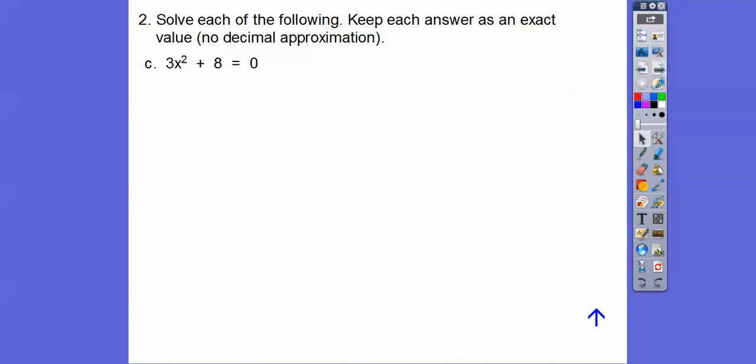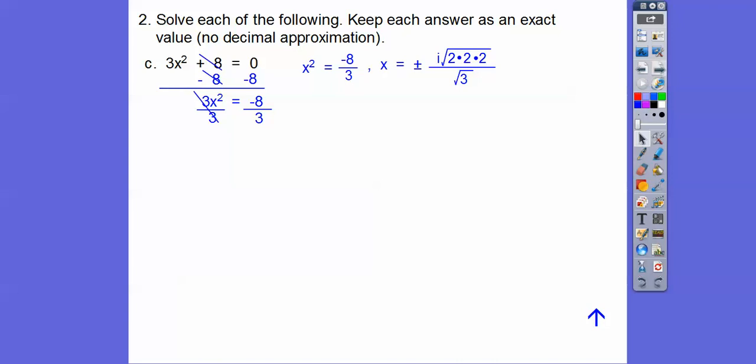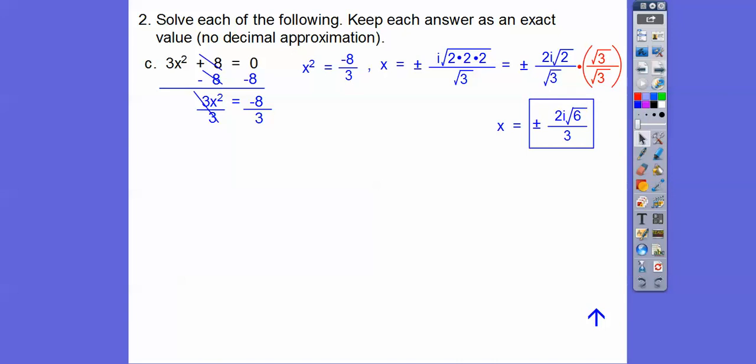Okay. So let's do this one. So subtract 8 on both sides, and then divide by 3. And then don't forget your plus or minus when you do that. And I pulled the i out, and 8 is 2 times 2 times 2. So now we got to get rid of the radical 3 downstairs. So we'll multiply it by 1. The 1 will be root 3 over root 3. And we get that as our answer right there.